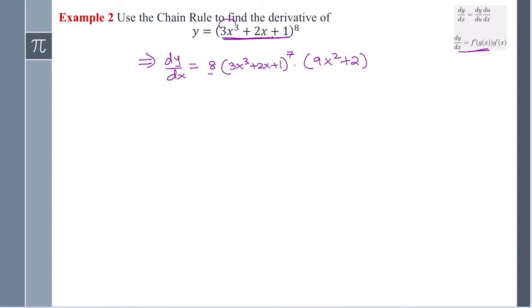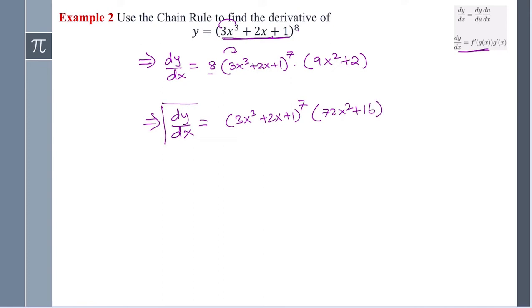Now can we distribute this 8 to the second term? No, we cannot distribute it to the first one because we have that exponent. So we can distribute this 8 to the second term, and then we'll rewrite this as dy over dx equals 3x cubed plus 2x plus 1 to the 7th power times, if you distribute that 8, 72x squared plus 16, and we'll just leave it here. Let's look at another example.